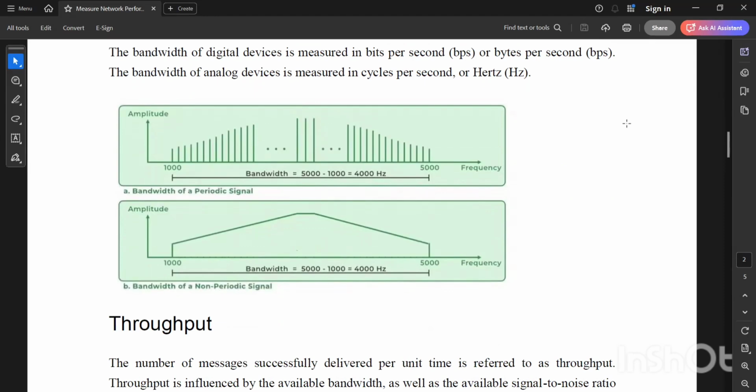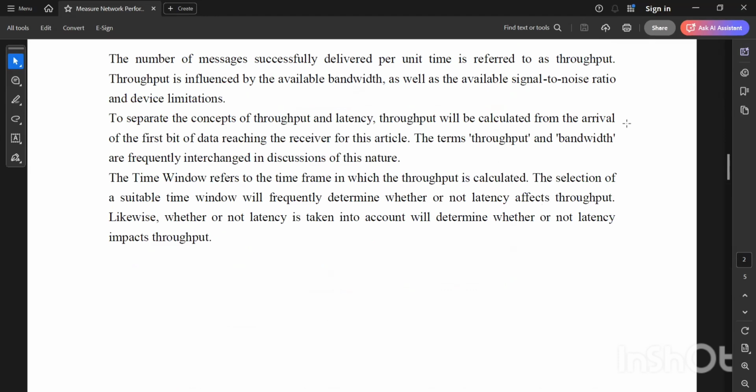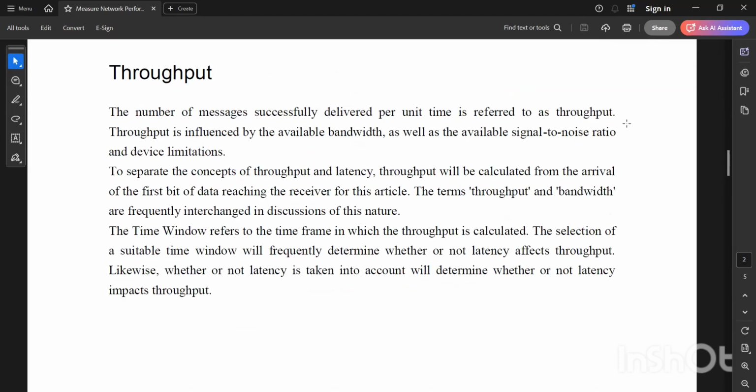Okay. So now we see another term, that is throughput. The number of messages successfully delivered per unit time is referred to as throughput. Throughput is influenced by the available bandwidth as well as the available signal to noise ratio and device limitations.